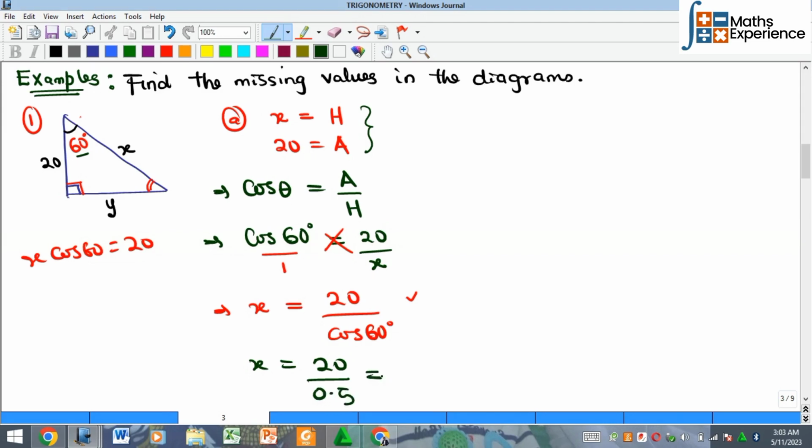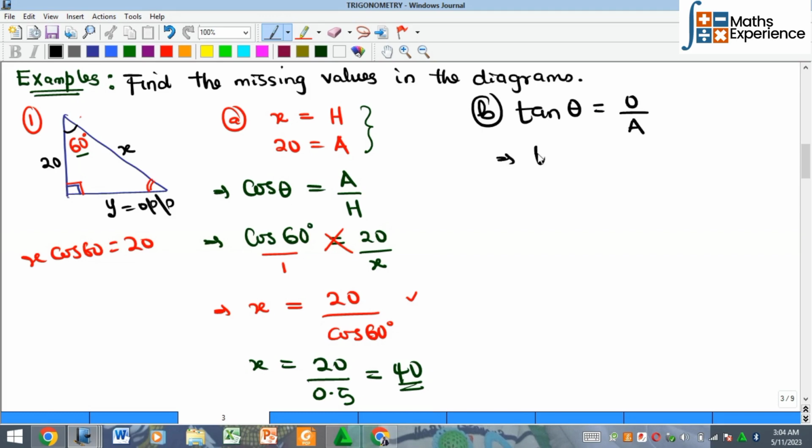And when you divide 20 by 0.5, your x value is equal to 40. All right, so our x is equal to 40, and we can then look for the value of our y. Now for y, your y is the opposite, and we have our hypotenuse now. But meanwhile, originally we were given the adjacent, and so that means we can make use of tan. So tan connects adjacent and opposite. So we have that tan theta is equal to the opposite all over adjacent.